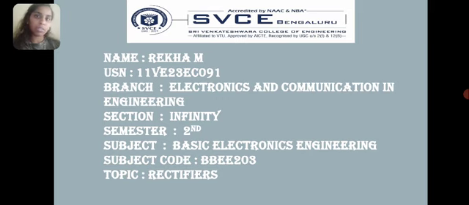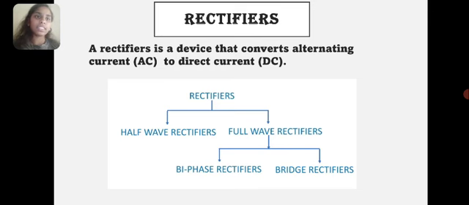Today I am going to explain the concept of rectifiers. A rectifier is a device that converts alternating current, AC, to direct current, DC. Rectifiers have two types: half-wave rectifiers and full-wave rectifiers. Full-wave rectifiers again have two types: biphase rectifiers and bridge rectifiers.